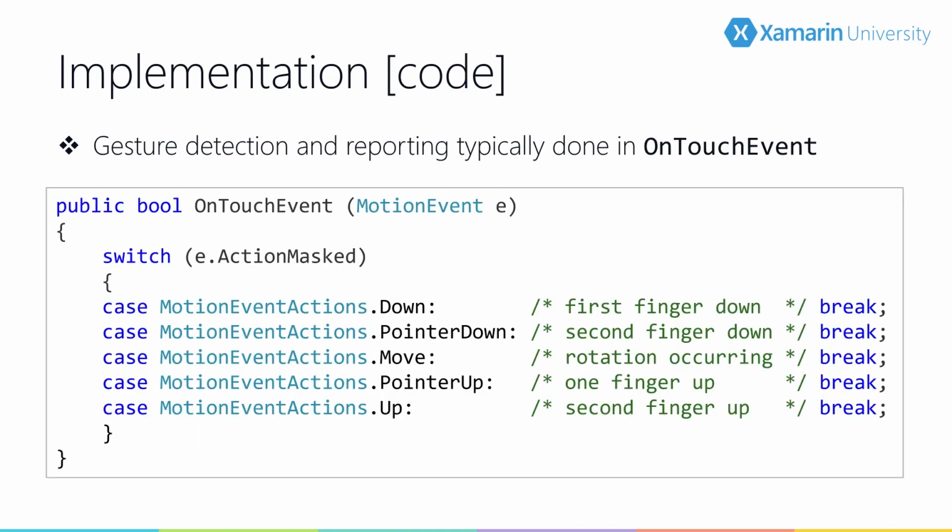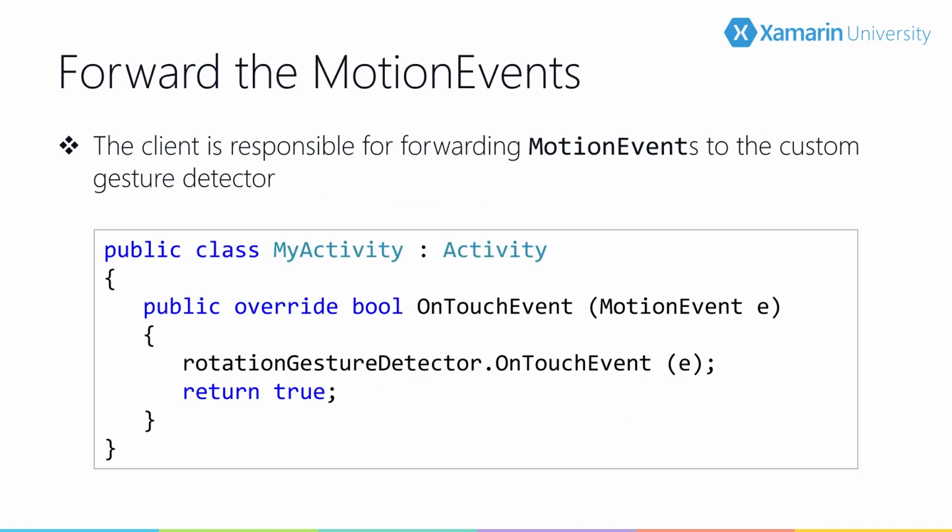To code this behavior, we'll use the motion event actions provided by the motion event objects that are passed into our gesture detector's onTouchEvent method. This is where the specific logic for your gesture will be added. And this might be a significant amount of work depending on the complexity of your gesture. And again, remember the client or the user of the custom gesture detector needs to call the detector's onTouchEvent method, passing in the motion events.